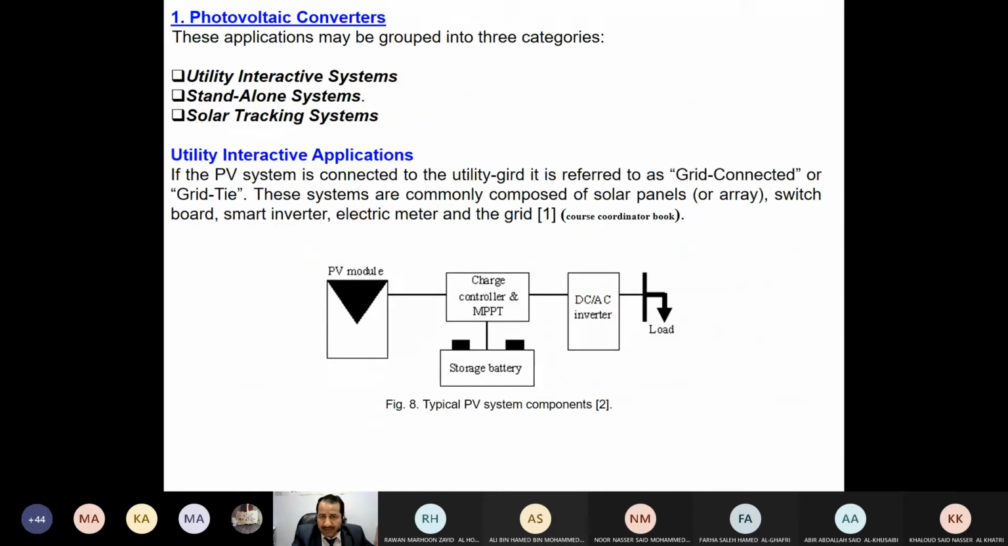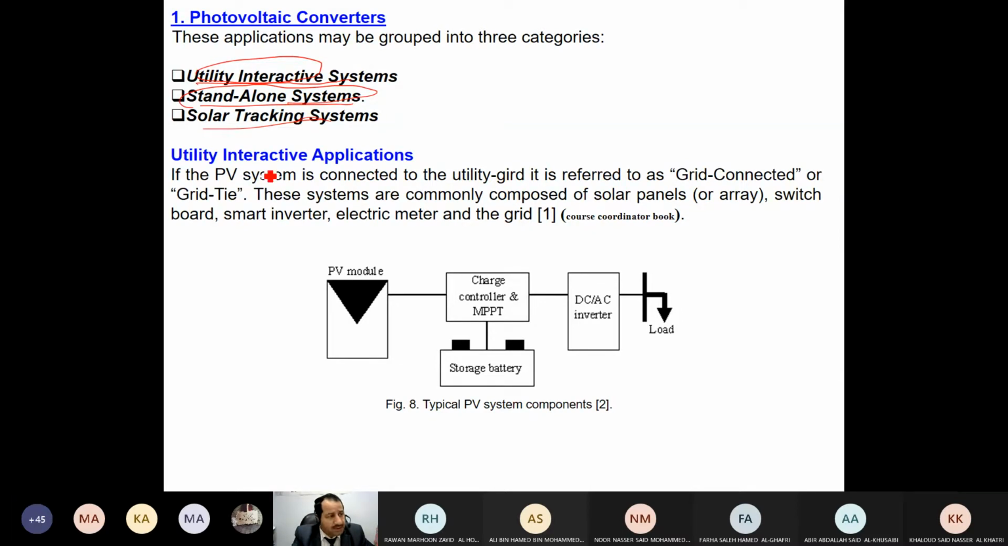Now, after we completed the performance, I would like to spend the remaining time in this session and the next session talking about the applications of photovoltaic. Mainly photovoltaic is used in utility interactive systems, standalone systems, or tracker systems. A utility interactive system is when we connect the PV system to the grid. While standalone, we don't connect it to the grid; we connect it to a specific isolated load. And in a tracking system, we follow the sun in this way.